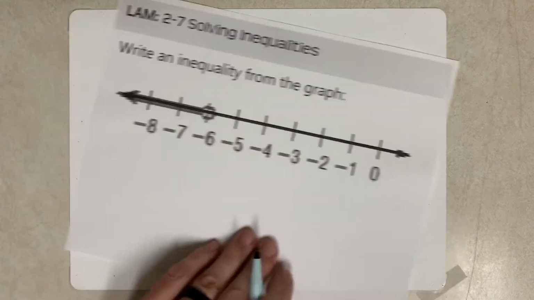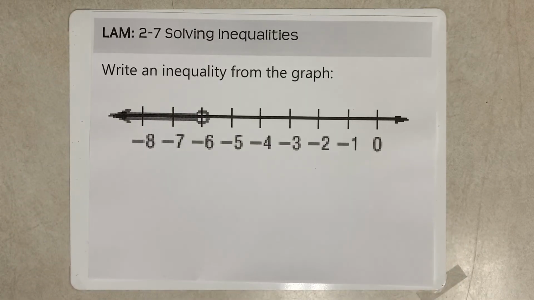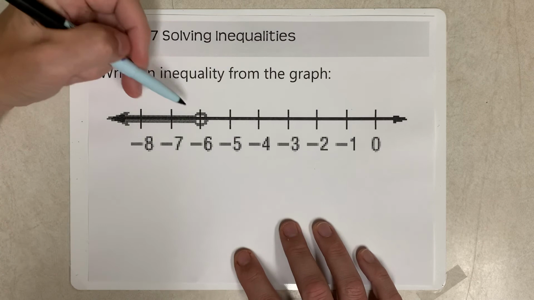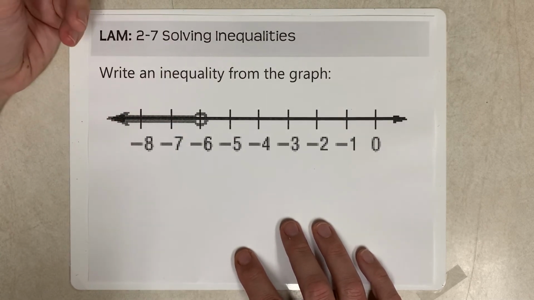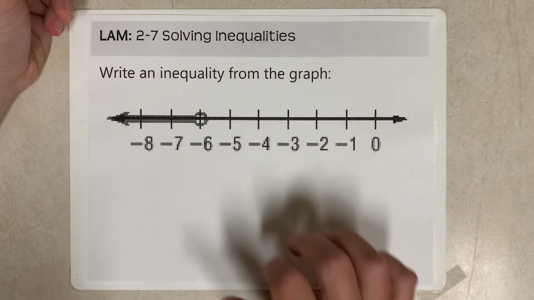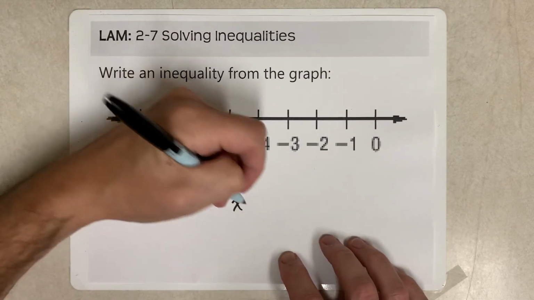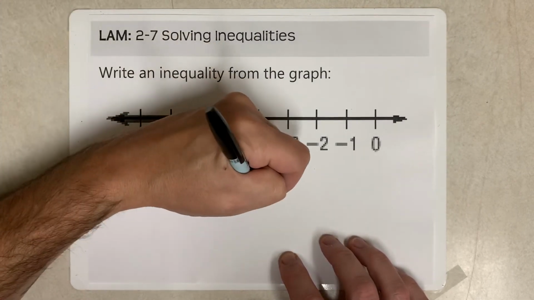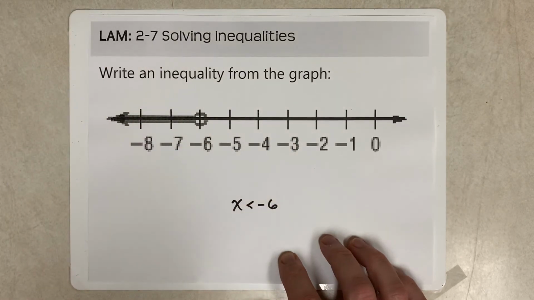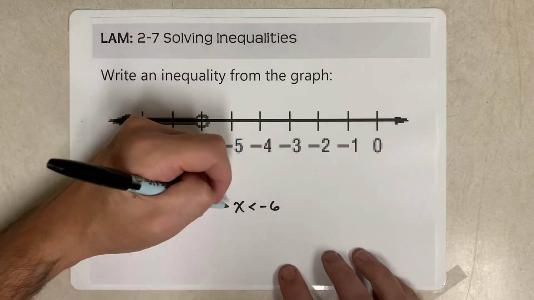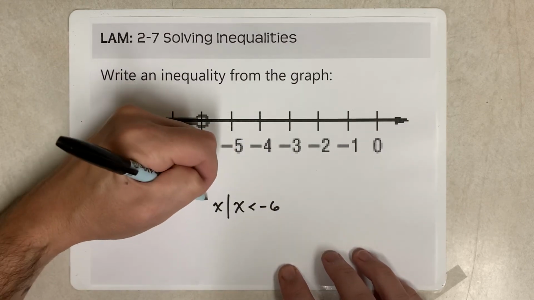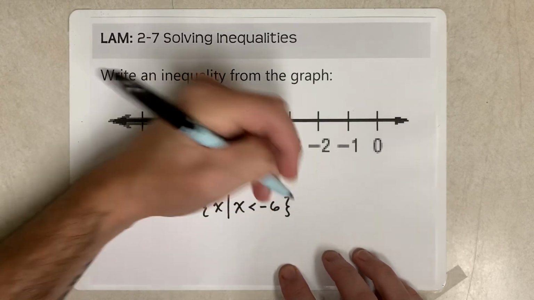So now let's take a look at some graphs and see if we can make the correct inequality from it. Here we have all numbers less than negative 6 and not including negative 6. So if you want to write an inequality for that, that would be x strictly less than negative 6. That's all numbers less than negative 6, and that's exactly what that says. And then we'll turn it into some set builder notation, just like that.